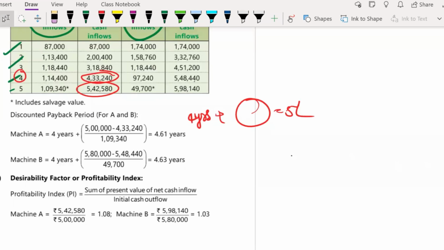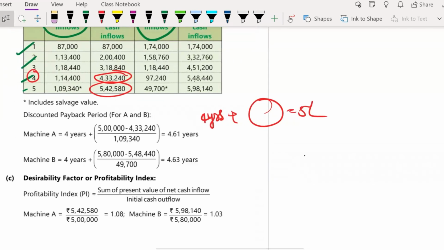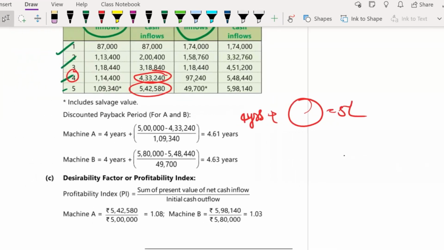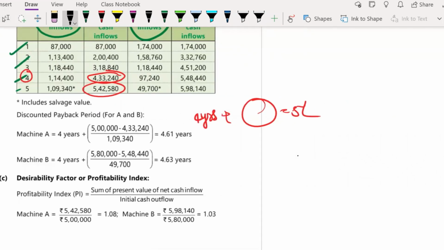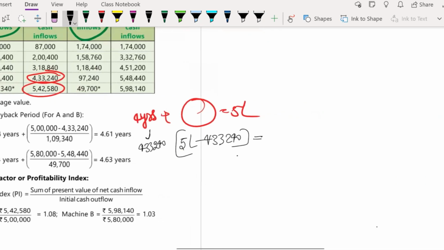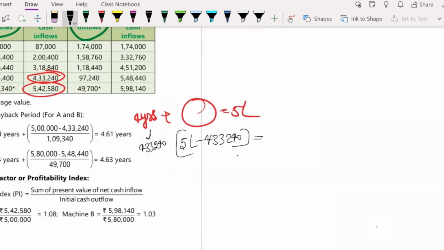Okay. So here what we are saying, we need 5 lakh rupees. Until year 4, we have got 4,33,240 rupees. So if you do 5 lakh minus 4,33,240, we will get how much amount we need. Okay, so what will be that?